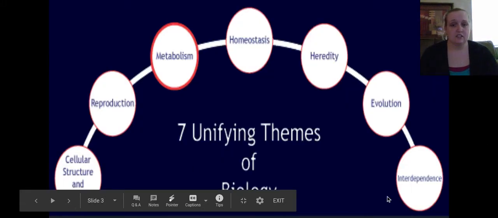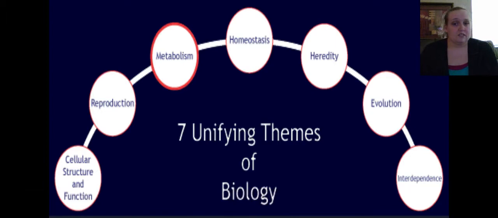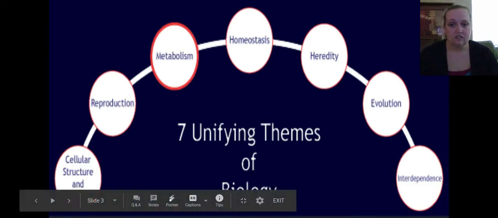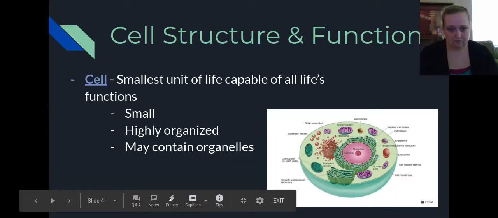So here's a picture that shows us the 7 themes of biology: cell structure and function, reproduction, metabolism, homeostasis, heredity, evolution, and interdependence. Everything in biology is focused on these 7 themes. They can be interrelated. You can talk about a topic that will cover more than one, or a topic will only have one involved. So let's look at each of these topics in more detail.